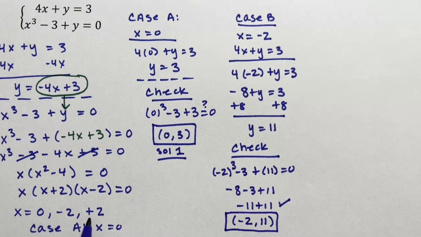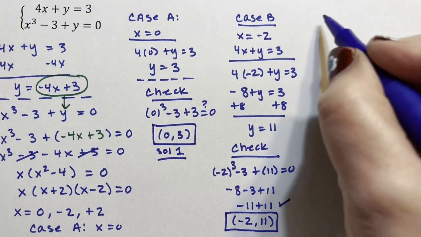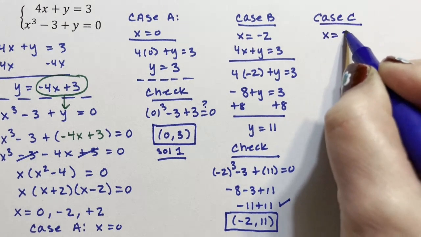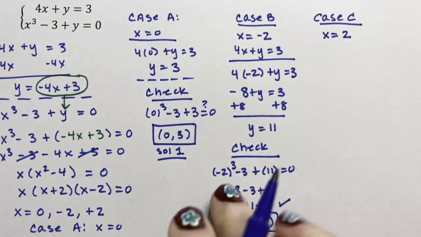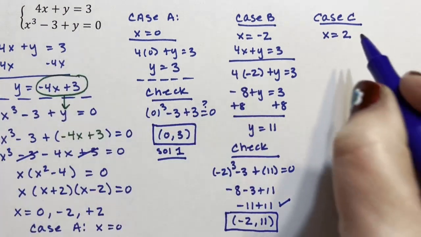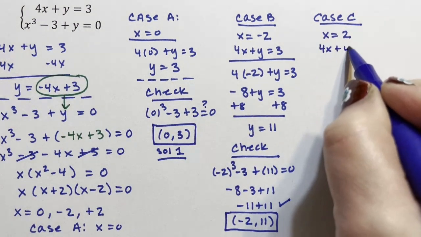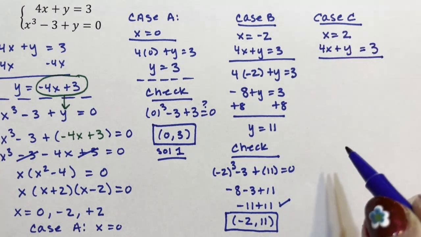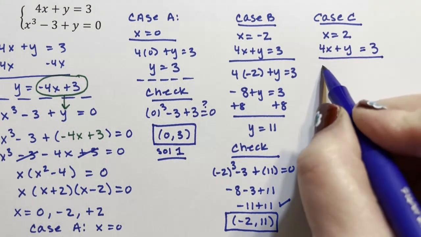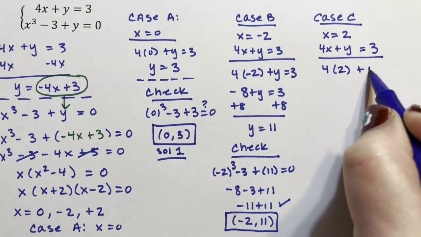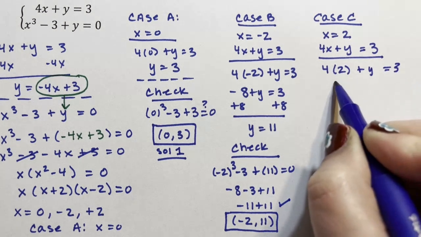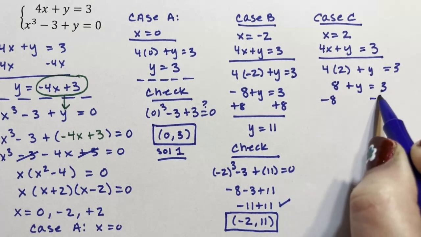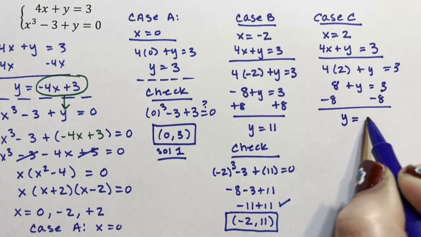Now we have positive 2. x equals positive 2. And just like in case B, I'm going to start with our top equation, 4x plus y equaling 3, and substitute this 2 into that equation. So I have 4 times positive 2 plus y equaling 3. 8 plus y equals 3. I subtract the 8 over, and y equals negative 5.